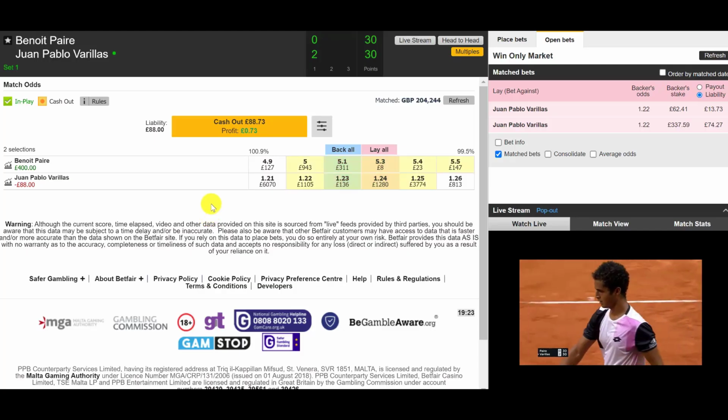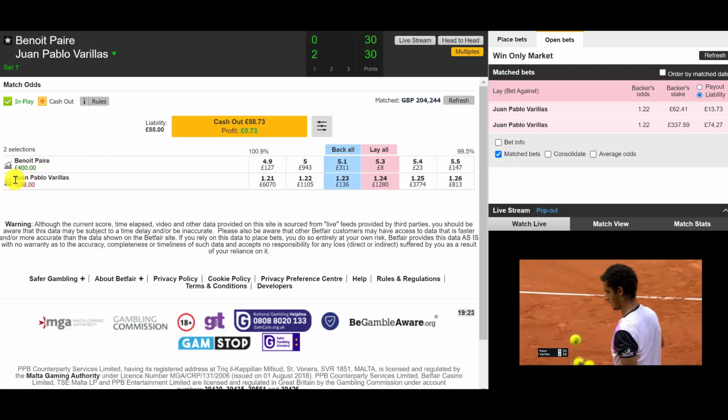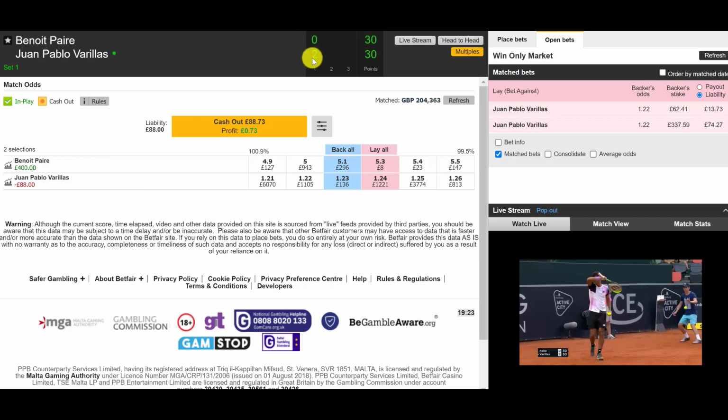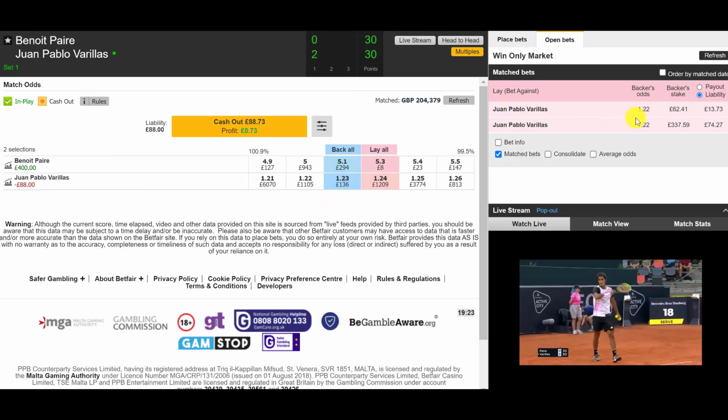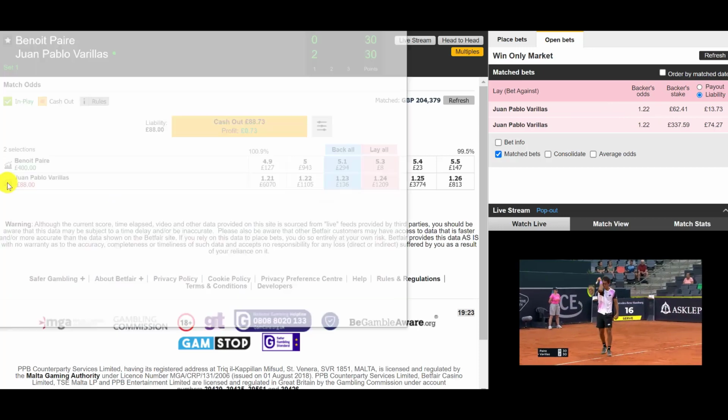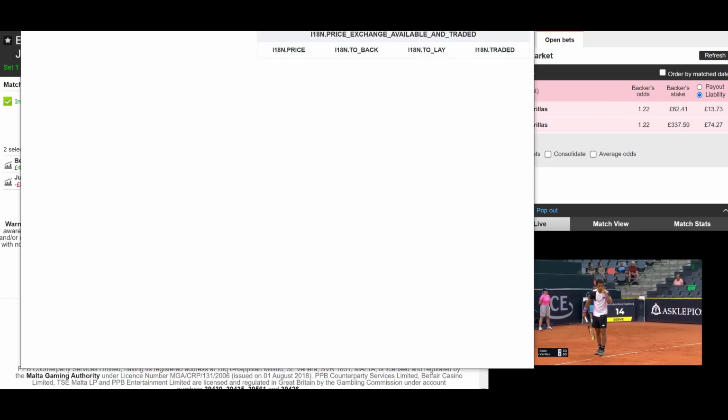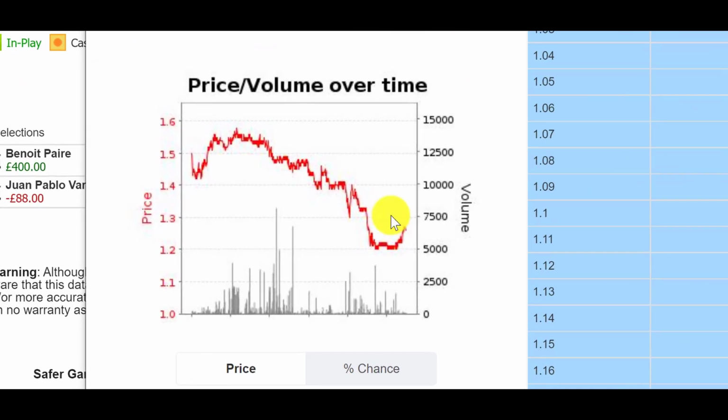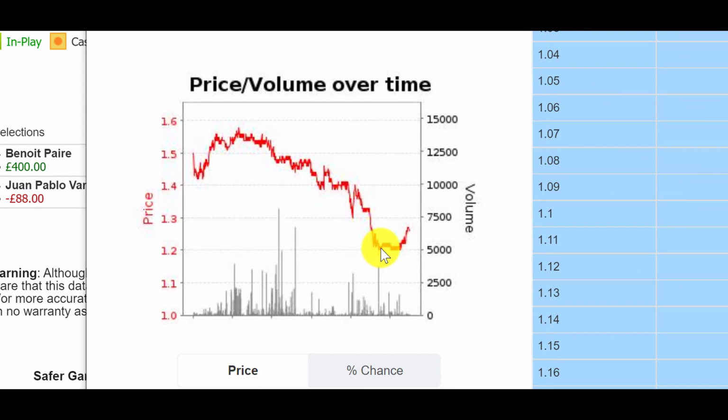So just to show you what I've done in this match, Juan Pablo is leading 2-0 in that first set, 2-love. So we've laid him at 1.22. Let me just show you his starting price, okay? Laid him with a £400 stake, £88 of risk in the market, £88 exposed anyway. So he was a 1.5-ish starting price, and obviously he's gone 2-love up in that first set. So he's gone into round 1.2, which we know is going to be a bit of a support zone.